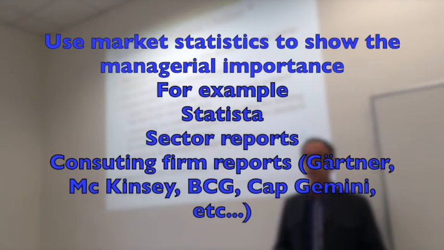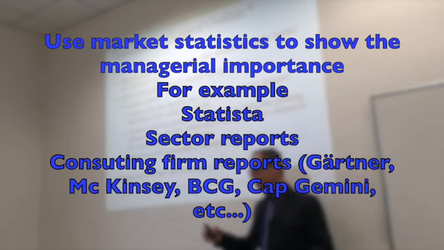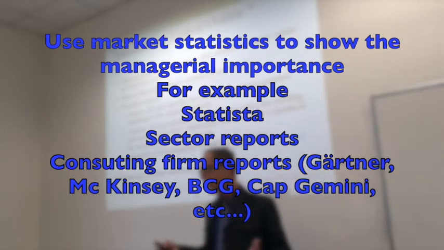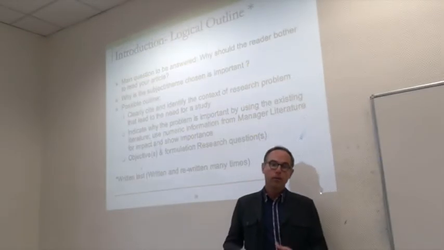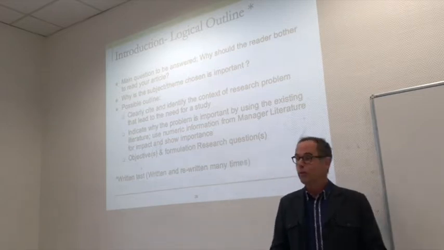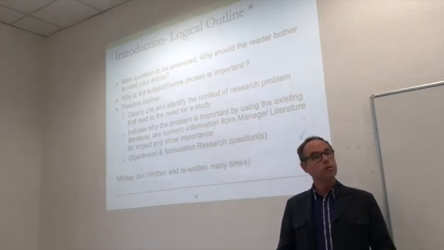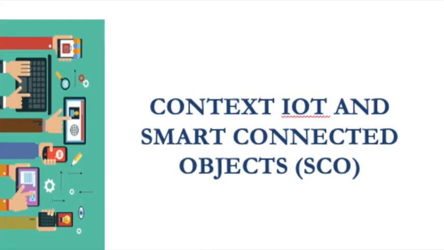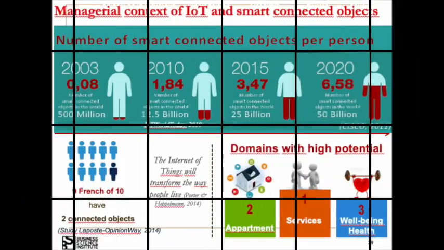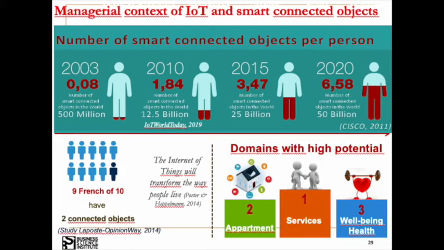So use market statistics to show the managerial importance, for example, reports from consulting firms or Statista. The idea is to show the managerial importance of the research topic. So for example, in the context of IoT and smart connected objects, from 2003 to 2020, the number of smart connected objects increased dramatically from not even 1 million to 50 billion, and from 1 to, let's say, 6 objects per person.